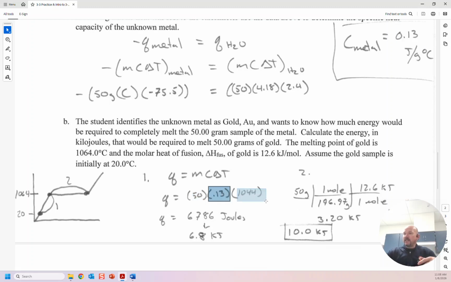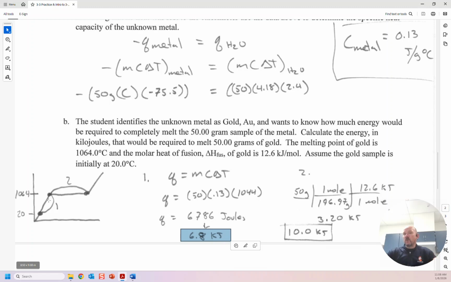And then the delta T, 1044, how did I get that? It was 1064 minus 20, okay? So I multiply. Now, I didn't show my units here, but remember, the heat capacity is joules per gram degree Celsius, so grams are going to cancel out and degrees Celsius are going to cancel out. So our answer to this is 6,786 joules, okay? But you might want to divide that by 1,000, so around 6.8 kilojoules, okay?